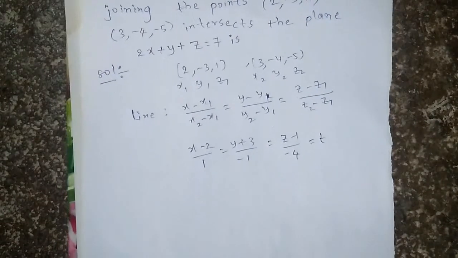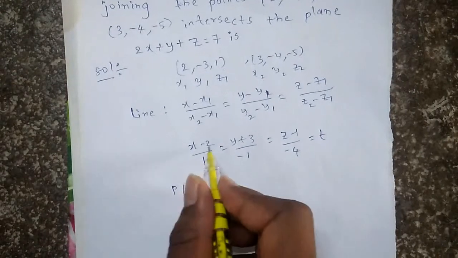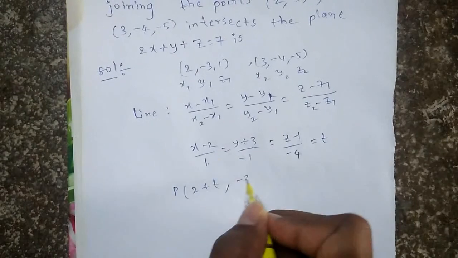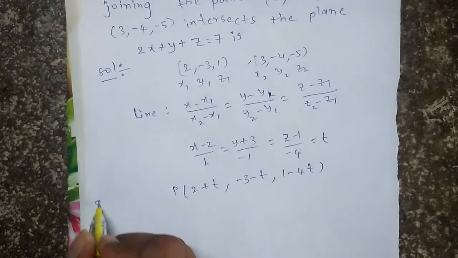So this is the same as the earlier problem. And now find any point. P is, so this is 2 plus t. Okay, this is minus 3 minus t. This is 1 minus 4t. This is any point on the line.